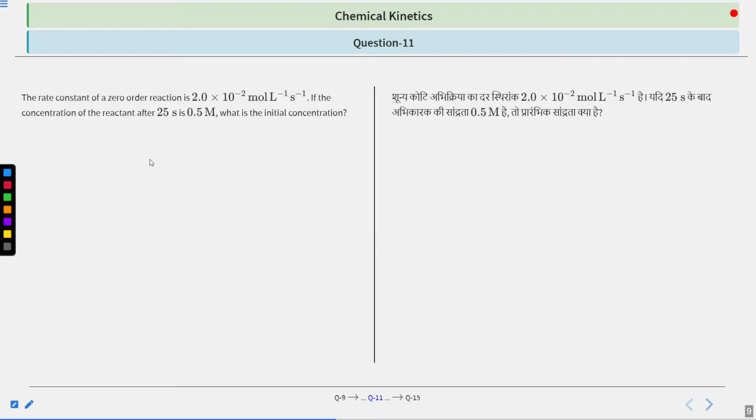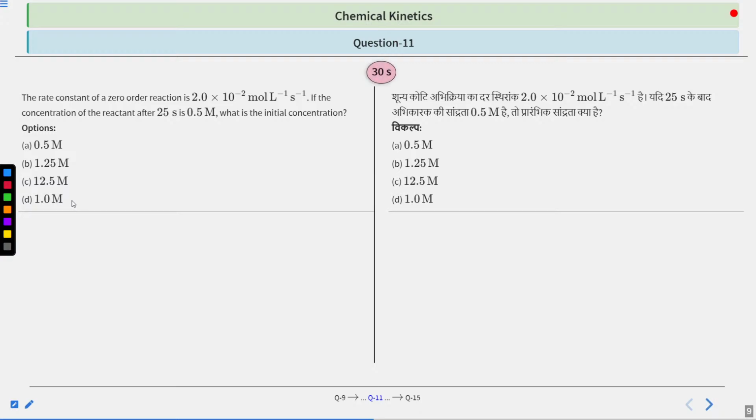Question number 11. The rate constant for a zero order reaction is 2 into 10 to the power minus 10 mole per liter per second. If the concentration of the reactant after 25 seconds is 0.5, what is the initial concentration? So the options are A 0.5 M, B 1.25 M, C 12.5 M, and D 1.0 M. So you have 30 seconds to solve this question. Your time starts now.